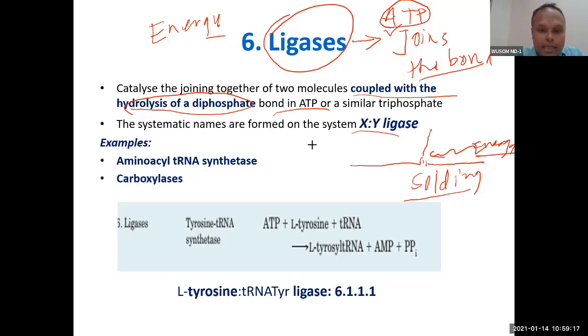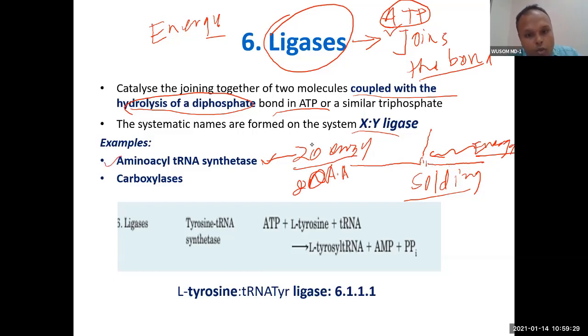So you can see this enzyme, there are 20 specific enzymes for 20 amino acids. You will study this in genetics. So this enzyme is ligase. What does this enzyme do? This enzyme takes an amino acid and adds this amino acid onto a particular RNA.